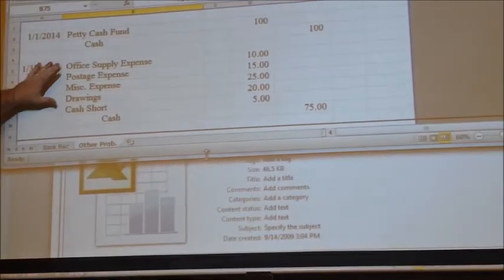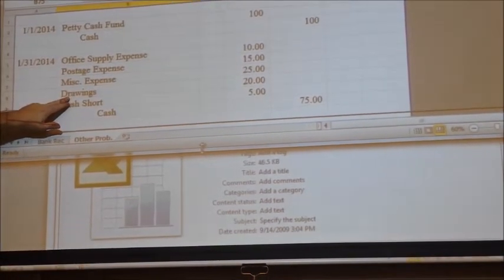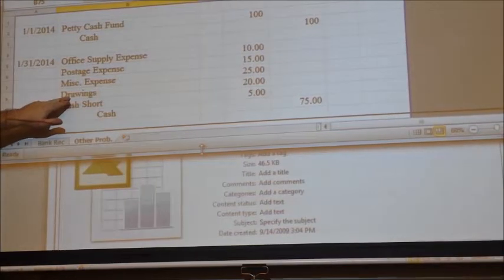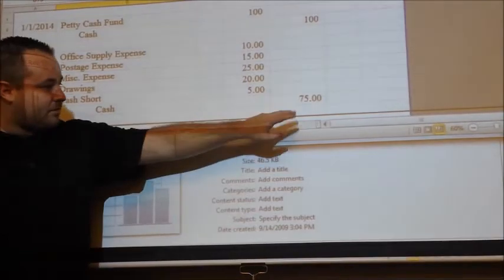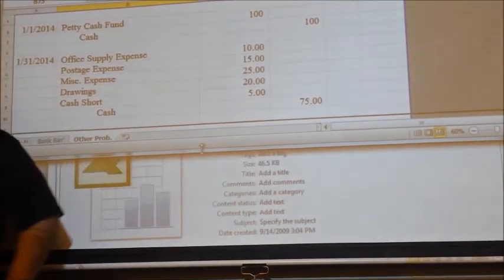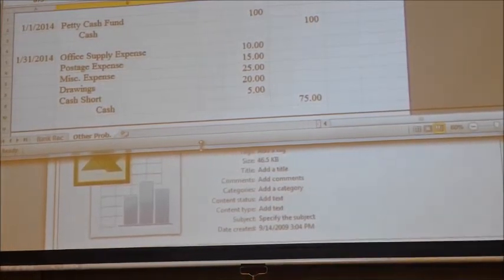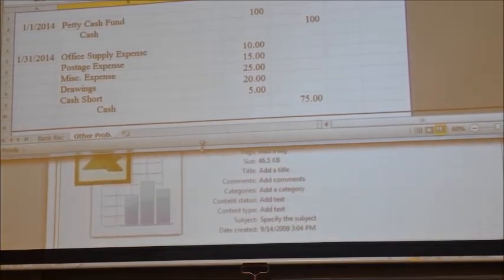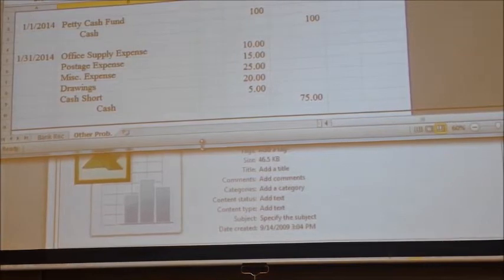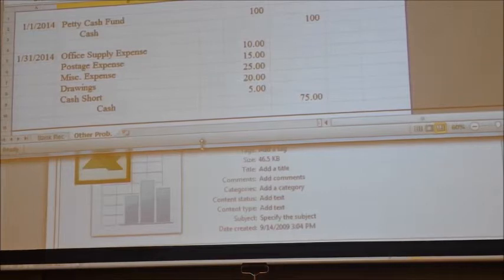Then at the end of the month, simply list all of our expenses that were given to you, and the fourth one here being the drawings, because it was the owner taking money out for his own personal use. And then the problem said we had only 25 left, and I want to get it back to 100. So that means I need to take 75 out of my checking account, thus leaving $5 that I don't know what happened to.